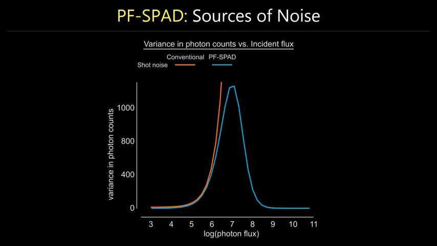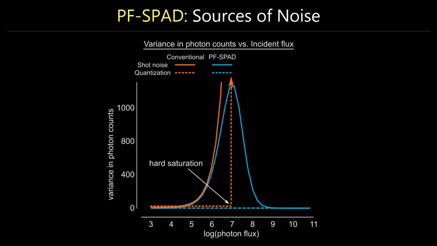Now let's look at quantization noise. For conventional sensors, this noise is often negligible because they use high-resolution analog-to-digital converters. However, when the full well capacity is reached, the variance can be thought of as jumping to infinity because the sensor can no longer distinguish between additional incident photons. This is a hard saturation limit. For a PF-SPAD, on the other hand, the output is an integer number of detected photons, which is inherently quantized.